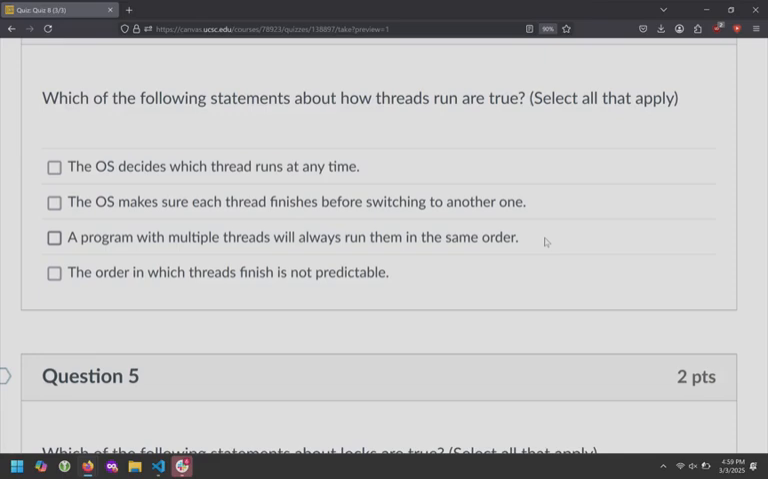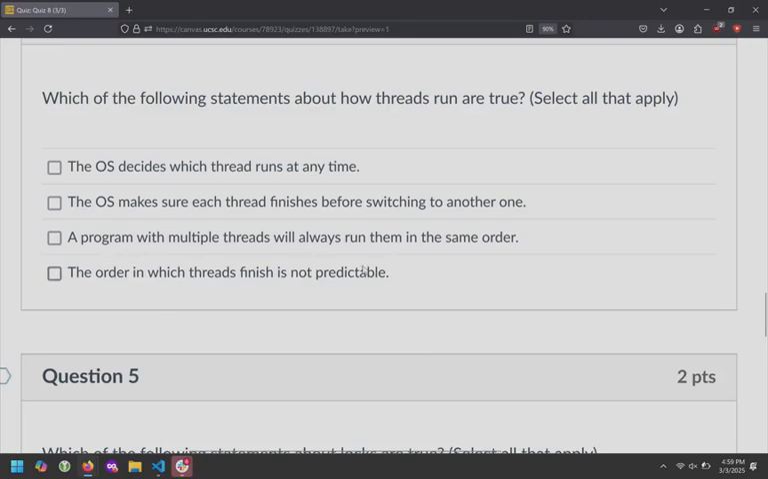Yeah, it's up to the implementation details of the operating system. From our perspective, it could happen at any time because we want to write code that could work on any operating system. So from our perspective, it shouldn't matter. Okay. A program with multiple threads will always run them in the same order. Not necessarily. You could have the operating system choose to run everything backwards for some reason. Okay. The order in which threads finish is not predictable.